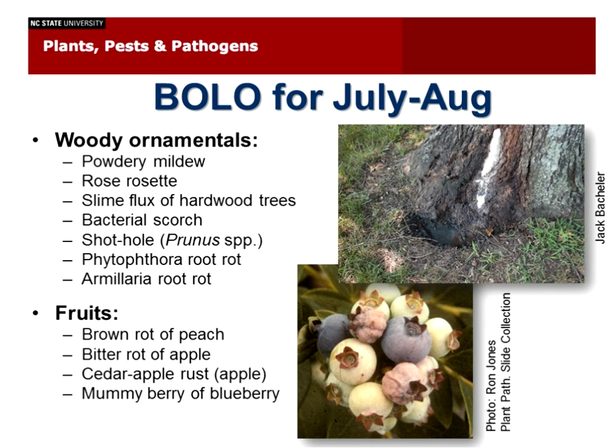In the fruits, brown rot of peach as the fruit starts to ripen, bitter rot of apple, cedar apple rust on apple also. We got a possible photo of that just yesterday on some apple leaves. And mummy berry of blueberry as the fruit starts to ripen, it becomes evident, even though infection occurred quite a long time ago. And with that, 2 minutes over, but are there any questions?